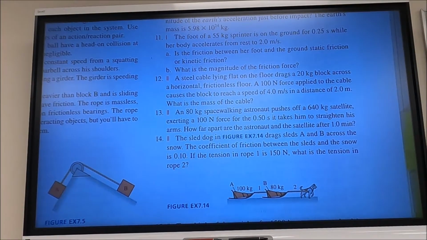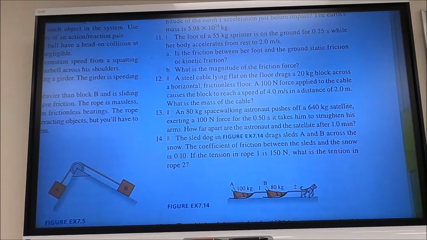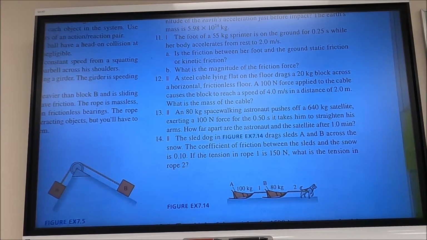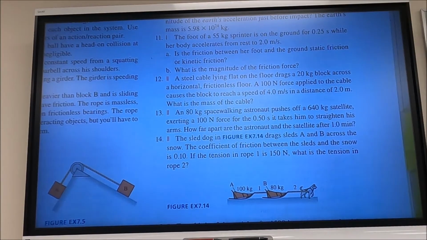Okay guys, we're in chapter 7 and we're looking at problem solving, and today we're going to just do some sample problems. I can't do an example of everything for you, but I'm giving you some examples of different things that you could see. We're going to start at chapter 7, problem 12 at the end.